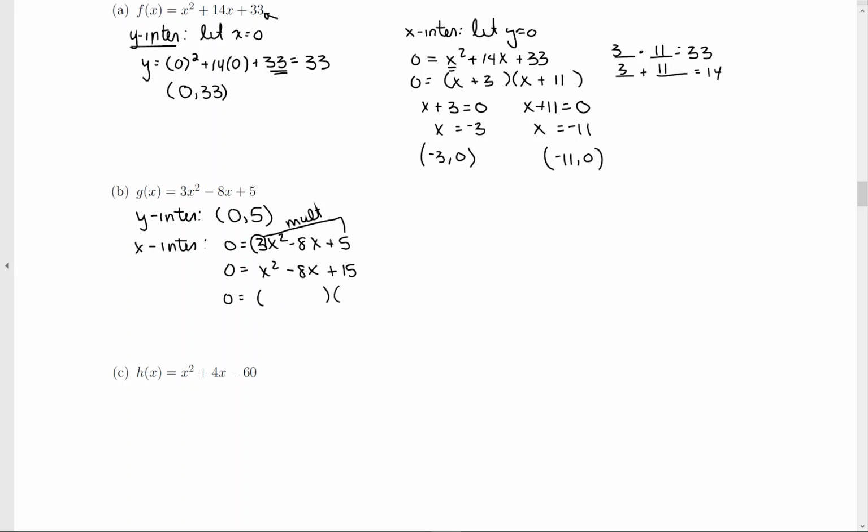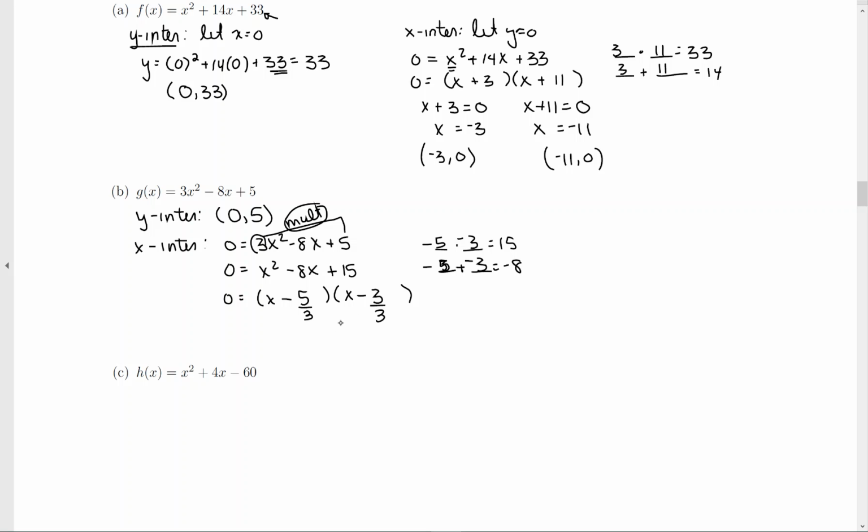What multiplies to x squared, and what multiplies to 15 but adds to -8? So we're looking at a 5 and 3 combination. Both numbers have to be negative in order for me to add to get -8. So in my factors, it's going to be (x - 5)(x - 3). Before I set each factor equal to 0, though, I have to remember that I did multiply by 3 here. So I have to divide each factor by 3 before going further.